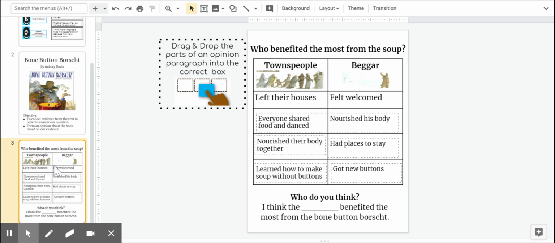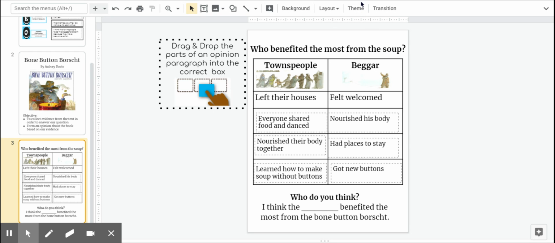Here's another example of our evidence that we collected yesterday. The townspeople left their houses, everyone shared, they nourished their body, and they learned how to make soup. The beggar felt welcomed, nourished his body, had a place to stay, and got new buttons. Which do you think benefited the most? For my example, I'm going to write that the townspeople benefited the most.